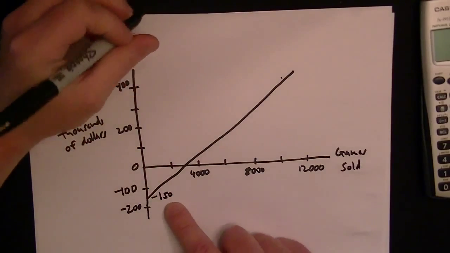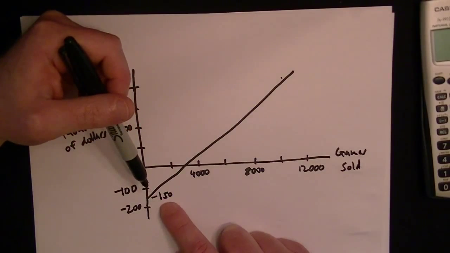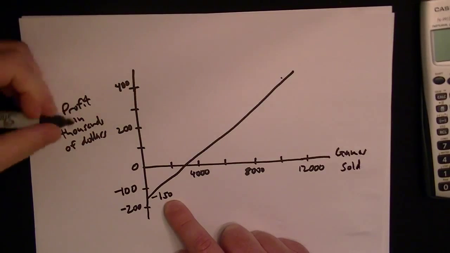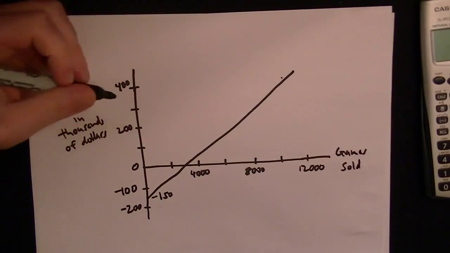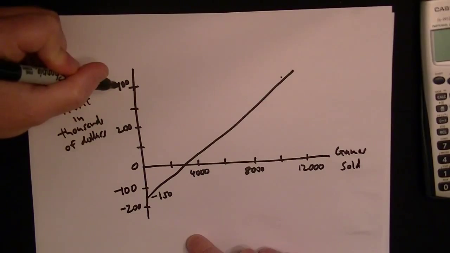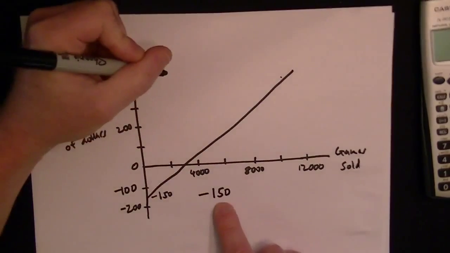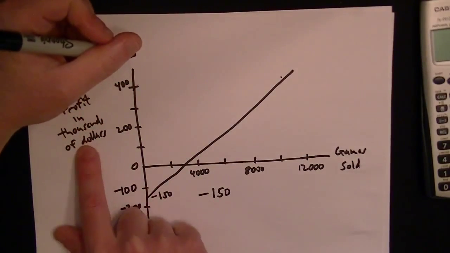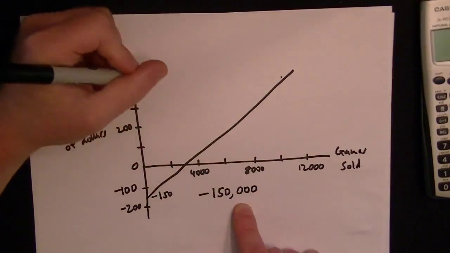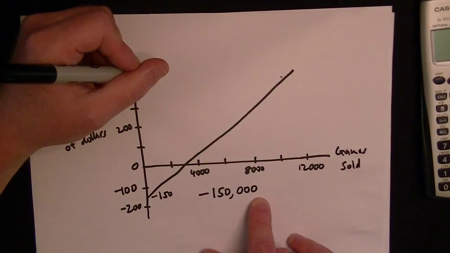150. Now, on the test, the multiple choice could give you a choice to write down minus 150, and that's going to be wrong because it says the profit is in thousands of dollars. So this is not 200 and 400, this is really 200,000 and 400,000. So the correct answer for reading this graph is you read off the 150 here, but then you remember the profit is in thousands of dollars. So the number of dollars that they've got when they have 0 games sold is minus 150,000.